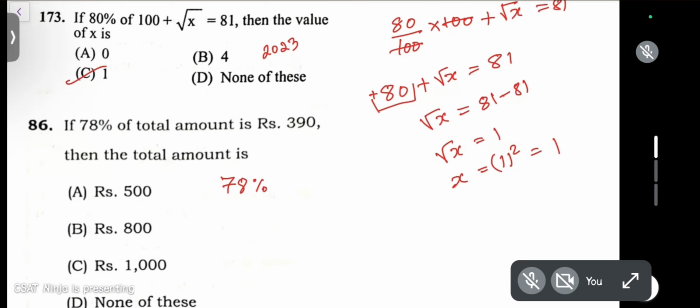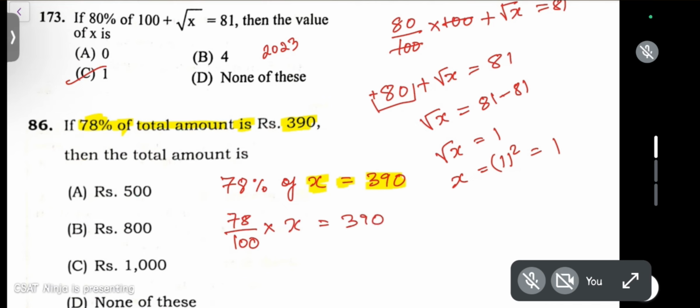78% of total amount is equal to 390. That's what we have. 78% of, we don't know the total amount, so that's the reason why I'm assuming it as x. 78% of means into total amount is means equal to 390. So which means that's what I've done here. Next is, I'll convert the 78 to fraction, and x is equal to 390.